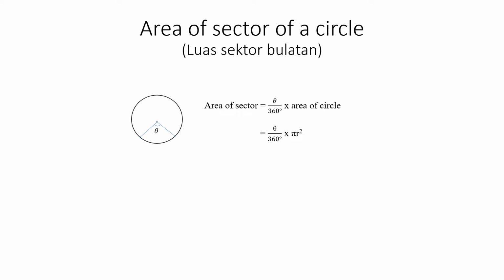The formula for the area of a sector of a circle is the fraction of the angle multiplied with the area of the circle. The fraction of the angle for the minor sector is theta over total angle, which is 360 degrees. And the formula for the area of a circle is pi r squared.